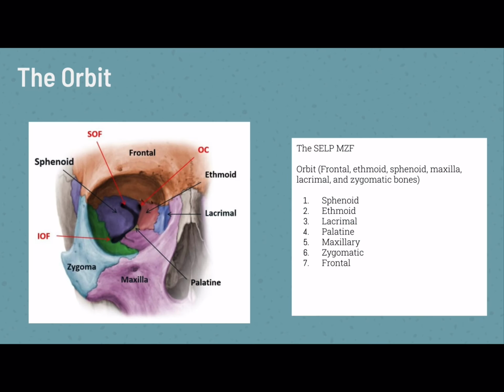We're going to start with the orbit. There's a lot of bones that you need to know in this orbit, but with the acronym, just say it a couple times. It's kind of silly, but you'll get it. You can learn all of them. So we'll start with sphenoid, ethmoid, lacrimal, palatine, maxillary, zygomatic, and the frontal bones.